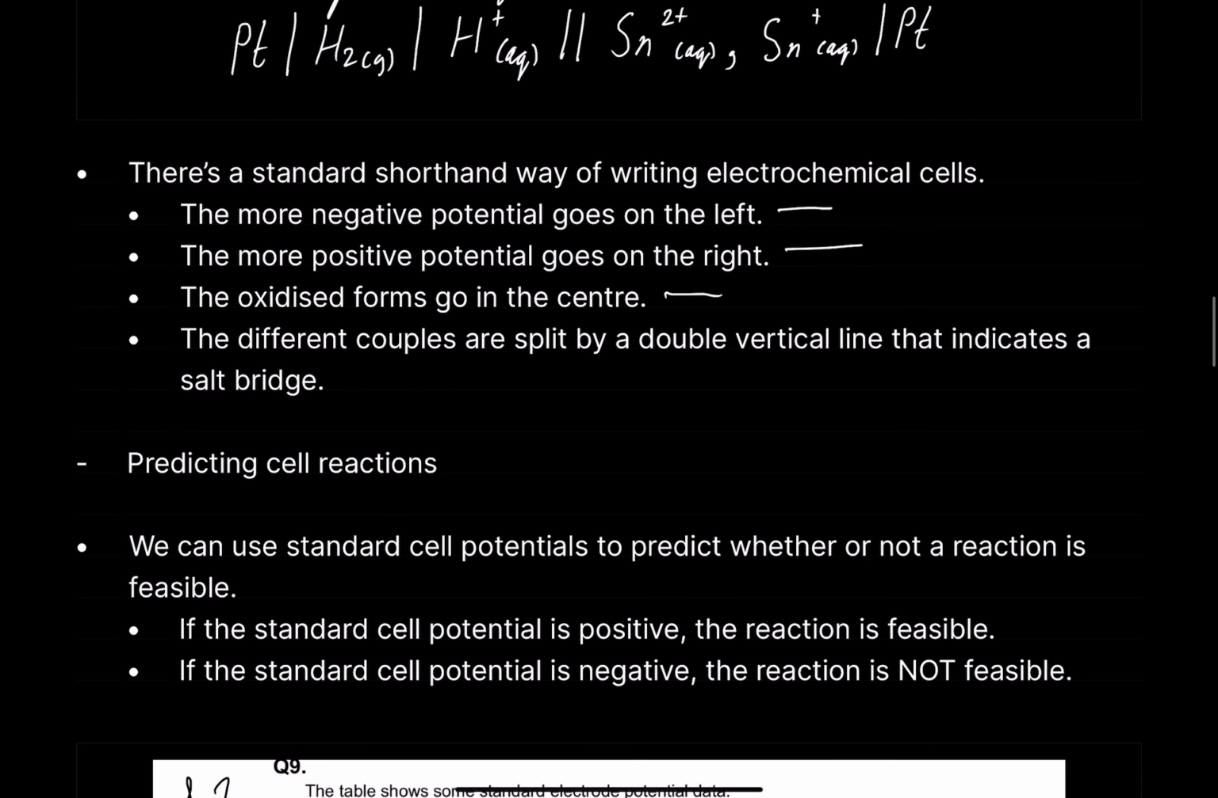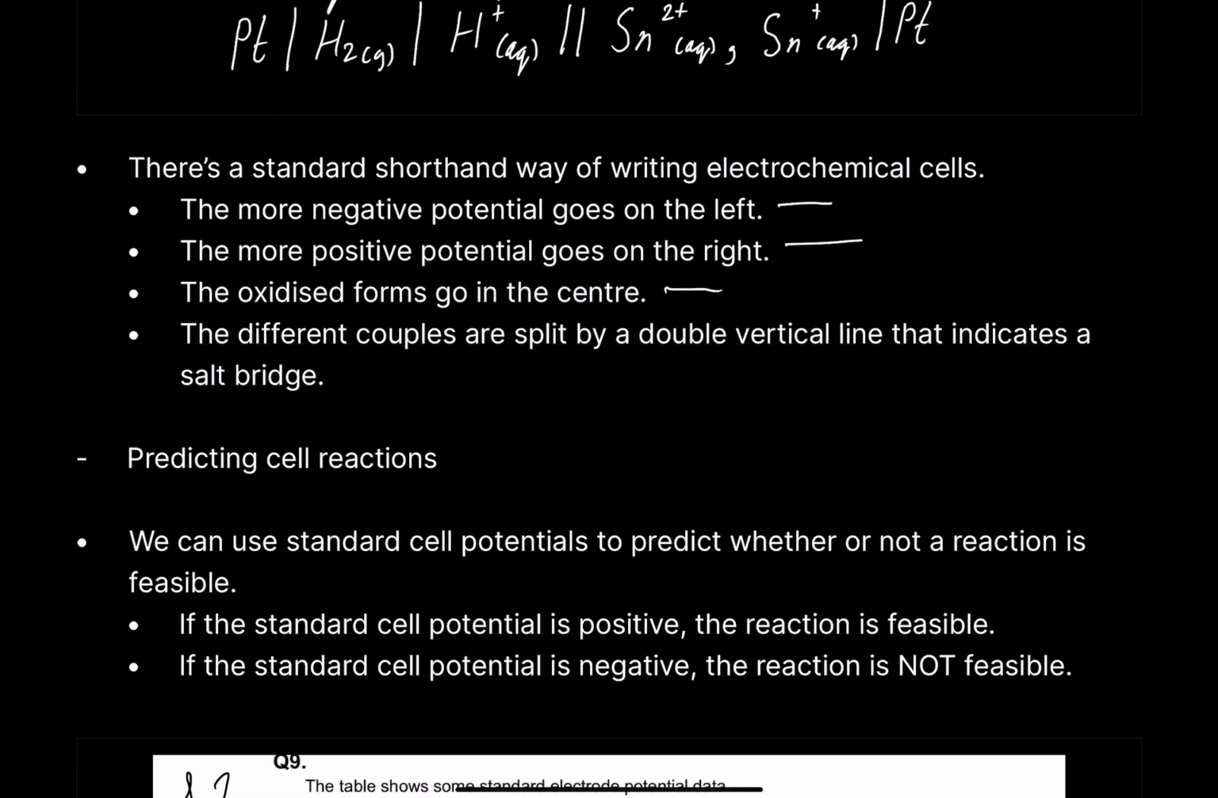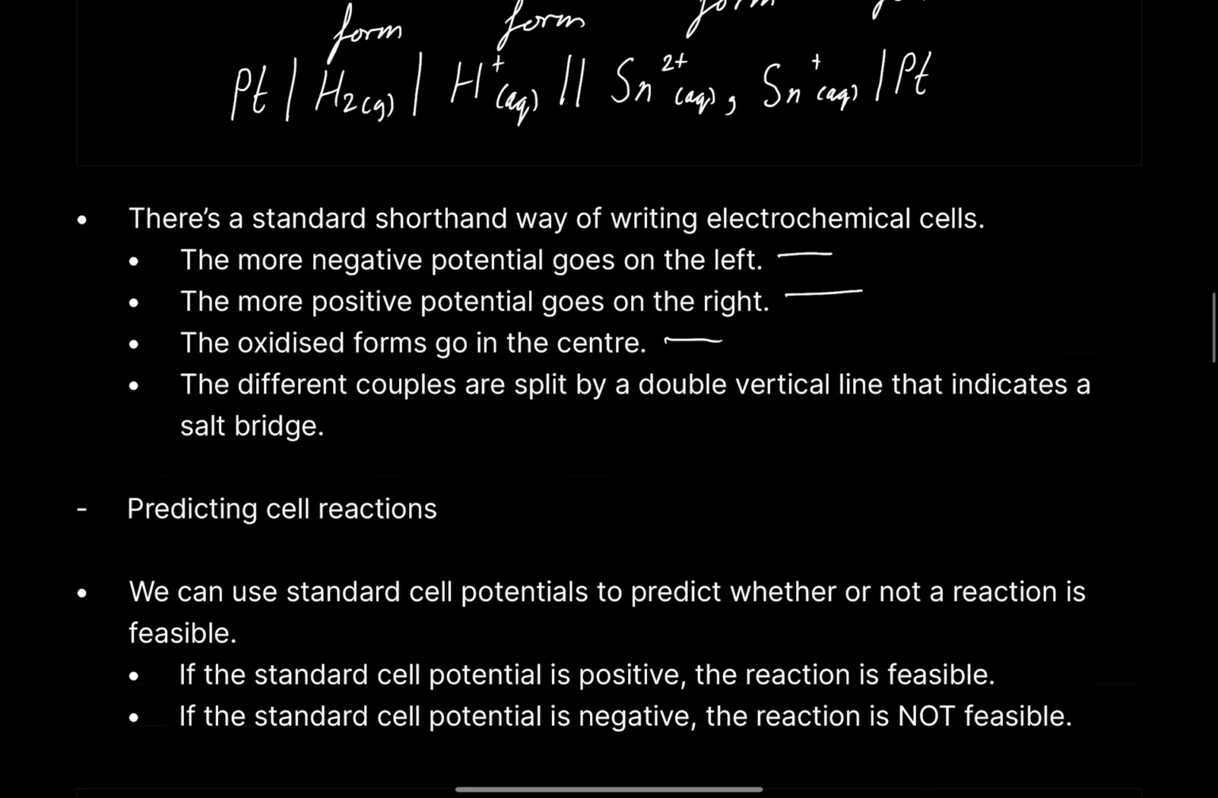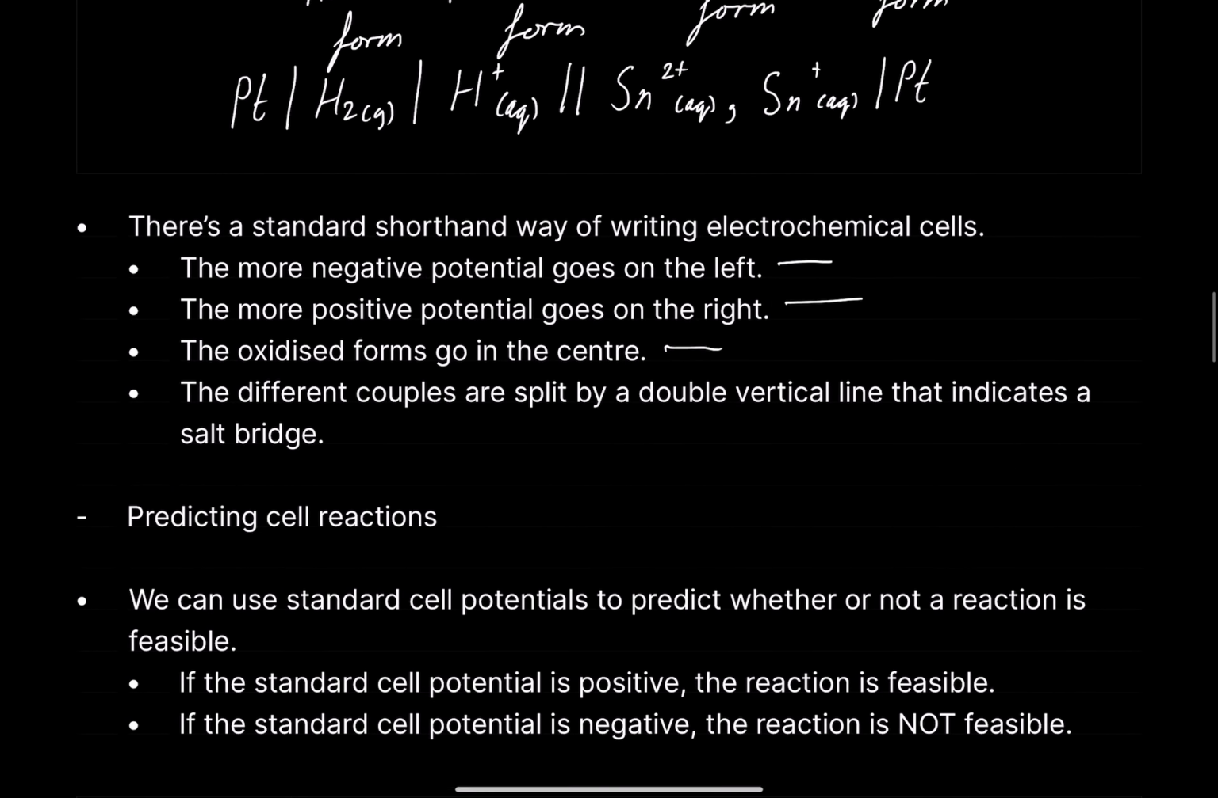Now, predicting cell reactions. We can use standard cell potentials to predict whether or not a reaction is feasible. If the standard cell potential, as I said before, is positive, the reaction is feasible. If the standard cell potential is negative, the reaction is not feasible. That's it for the content.